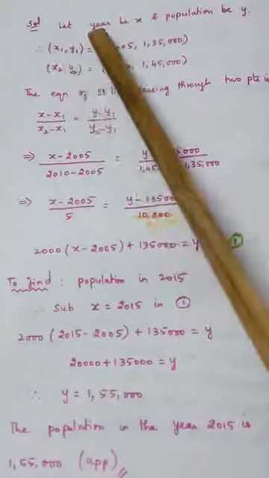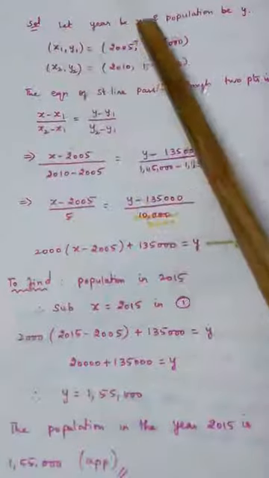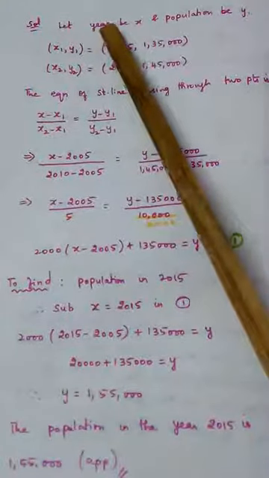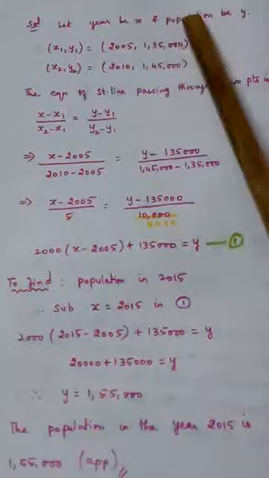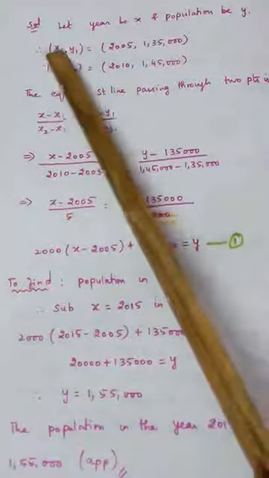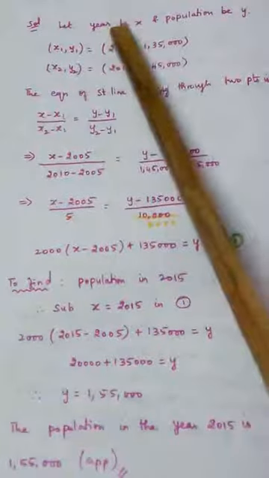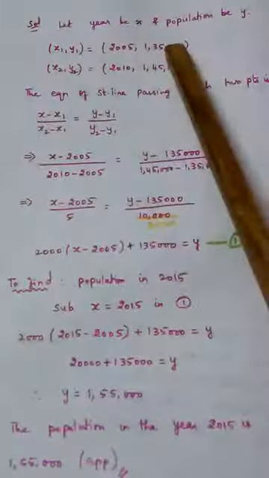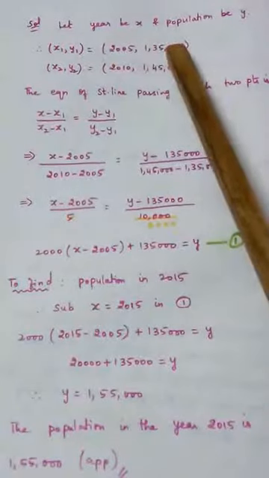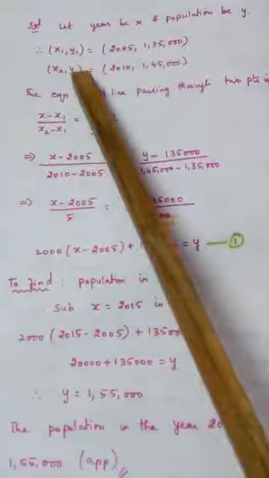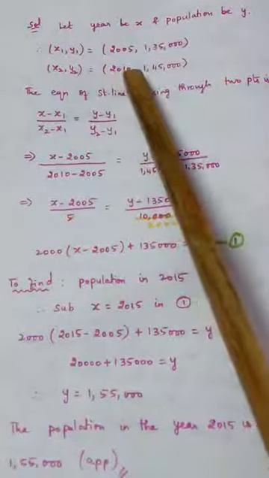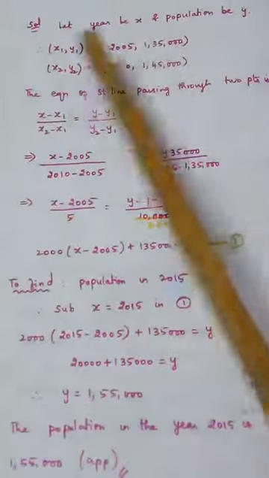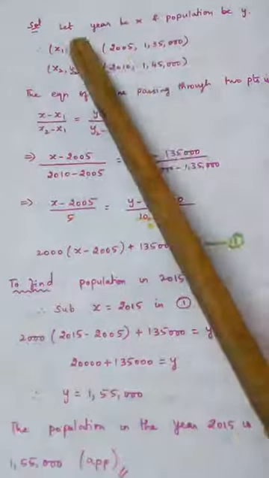Let the year be x and the population be y. So x means we are talking about year, and y means we are talking about the population. What is given to us? x1, y1 is given, where x1 is 2005, the year, and y1 is the population in that year. x2, y2 is also given: the year is 2010 and the population is 1,45,000. So x1, y1 and x2, y2 are the given data written as 2 points.